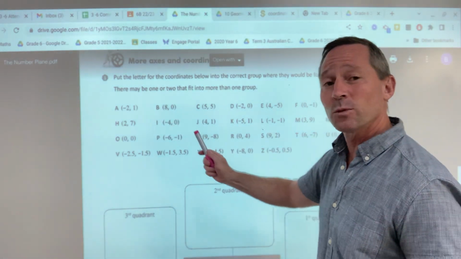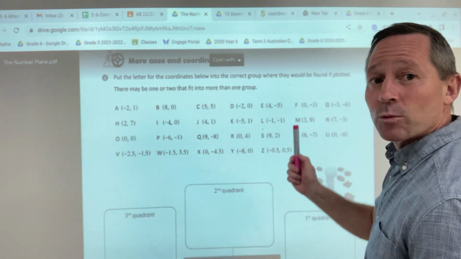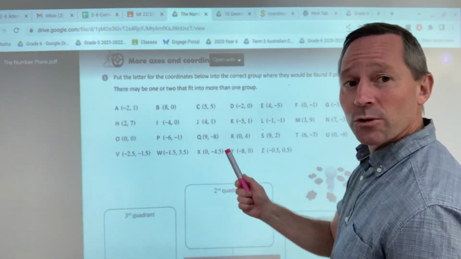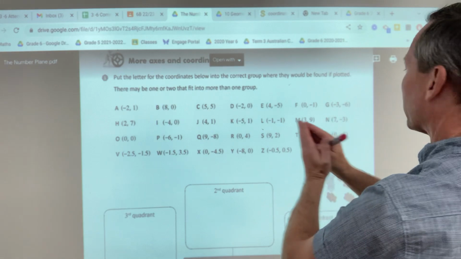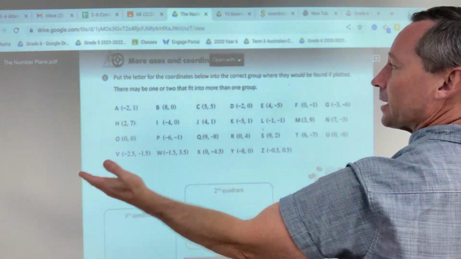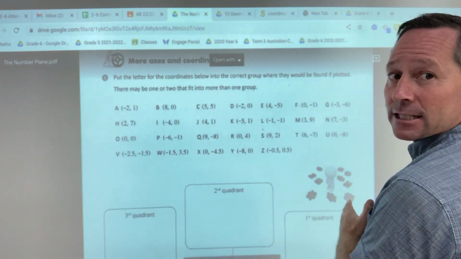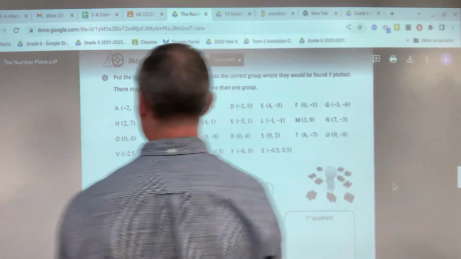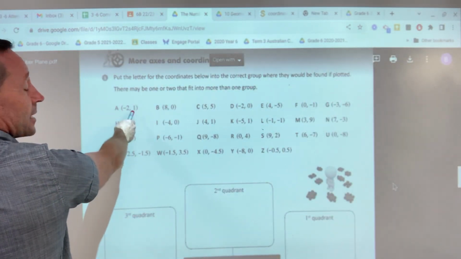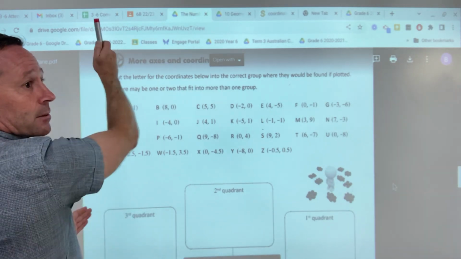-2, 1. Which quadrant would you think that would be in? -2, 1. So maybe you do your x-axis first. Do I go to the right? Do I go to the left? -2, x-axis goes that way. So I'll be going left, -2. It's a +1, so I'd be going up.